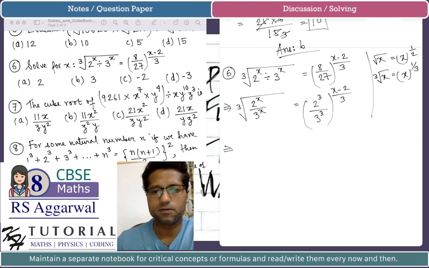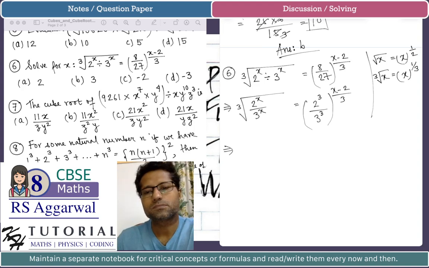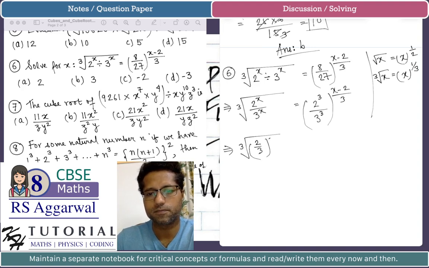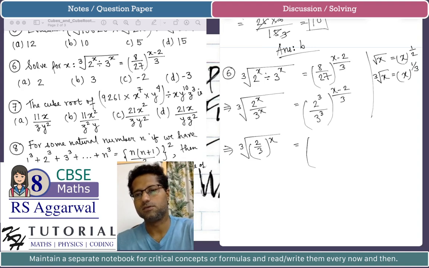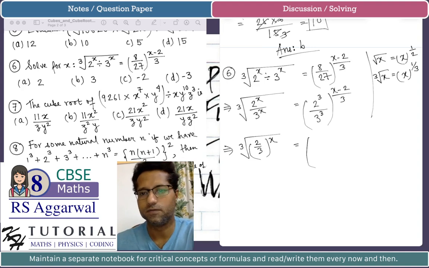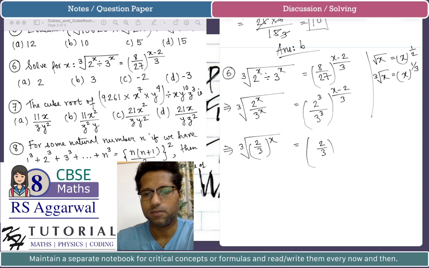Now this implies the cube root of 2 to the power x divided by 3 to the power x, we can write it as (2 by 3) whole raised to the power x, and this is equal to, the base was 8 by 27, which we can now write as 2 by 3. The base becomes (2 by 3) to the power 3, and the power was already x minus 2 by 3.